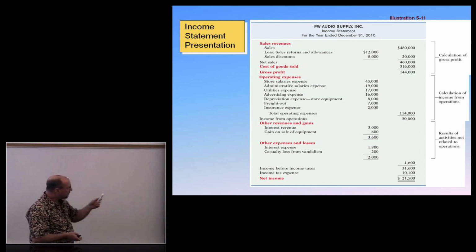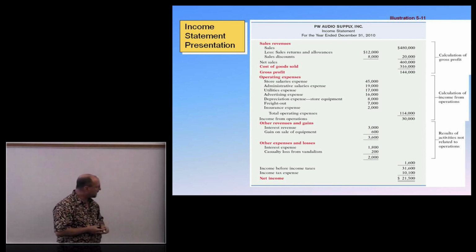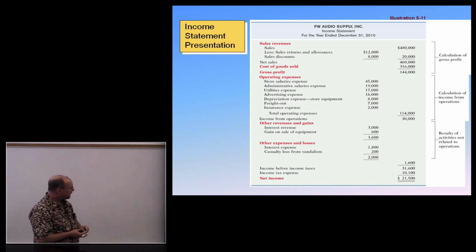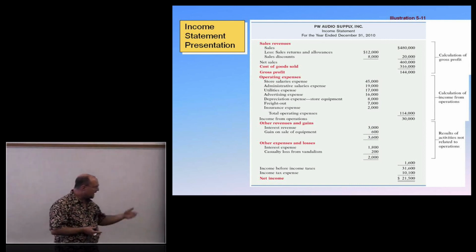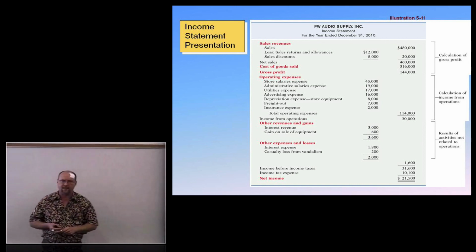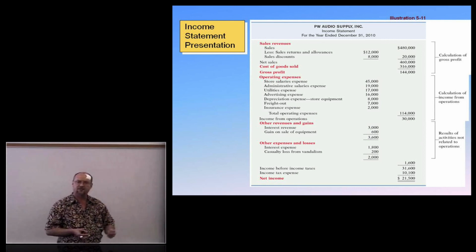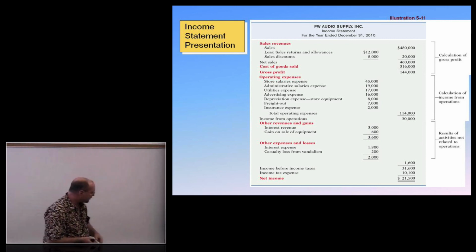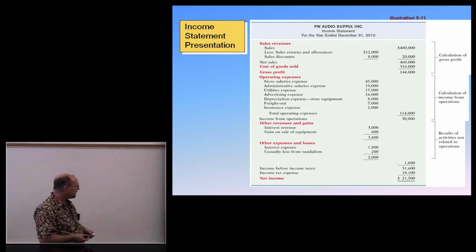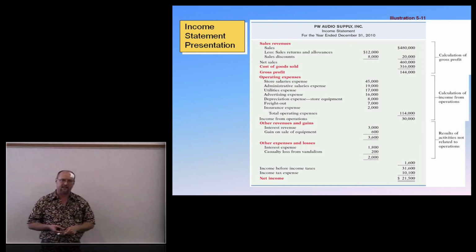Okay, so in our example, we have some interest revenue. We had a gain on sale of equipment, and we put that in the other revenue and gains section. Other expenses and losses, well, we have some interest expense. We borrowed some money. Maybe we had a loss on sale of equipment. Here we have a casualty loss from vandalism. Okay, so we have other expenses, and that gives us income before income taxes, sometimes called taxable income.